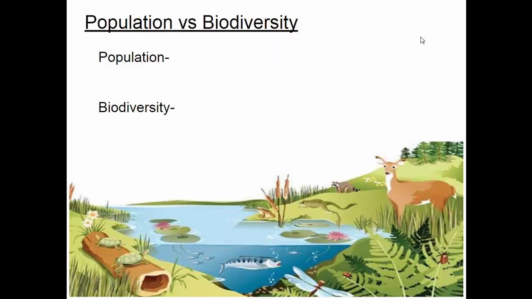All right. So when we study ecosystems, we often will talk about the biodiversity that's present in an ecosystem. And we might look at, within that ecosystem, specific populations of organisms. When we talk about a population within an ecosystem, we're referring to one single species in that ecosystem. So I might talk about the population of white-tailed deer in this ecosystem.